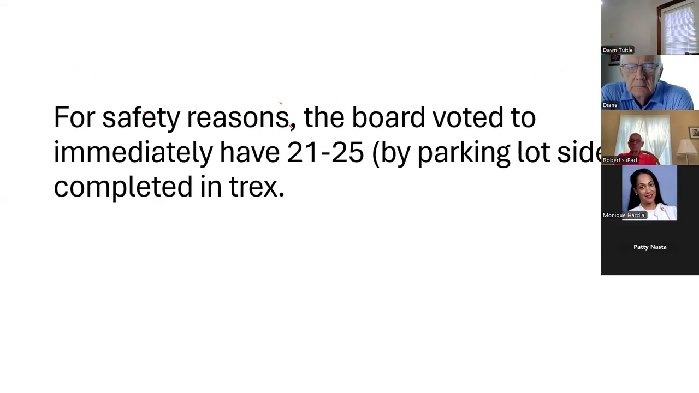And then the last one. So very recently, the board did vote to immediately do 21 through 25, the parking side. That actually is a safety issue. We are doing that in tracks. The quote came in at 14,000 for that part of the property. They're keeping the same railings, but their landing and entries are actually dangerous, so they just need to get done.